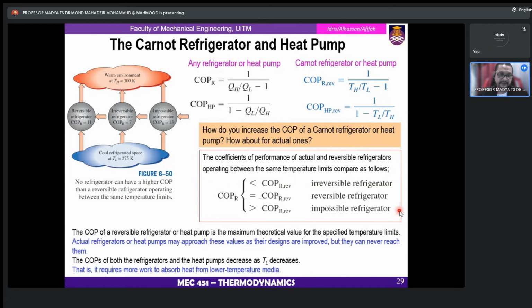The COPs of both refrigerators and heat pumps decrease as TL, the low temperature, decreases. That means more work is required to absorb heat from a low temperature medium. That is the reason why it decreases.